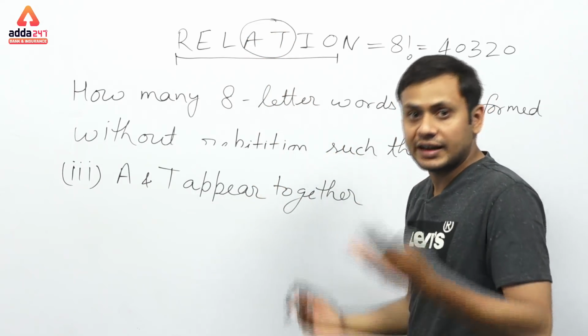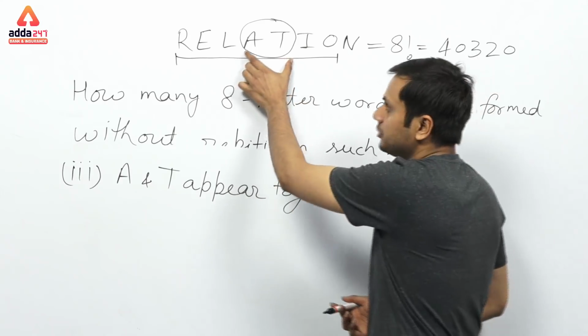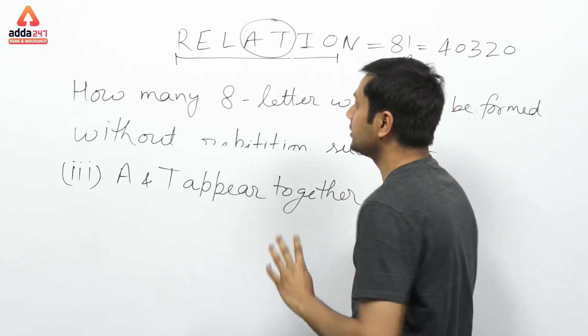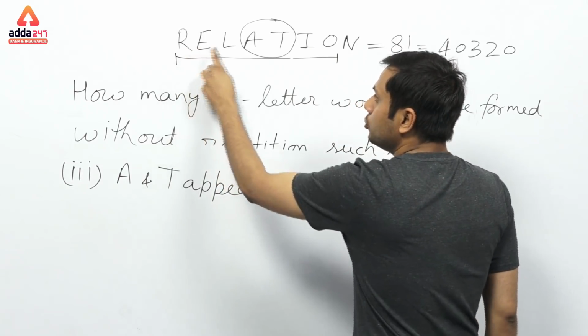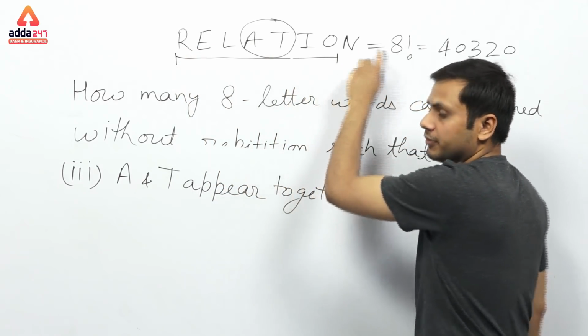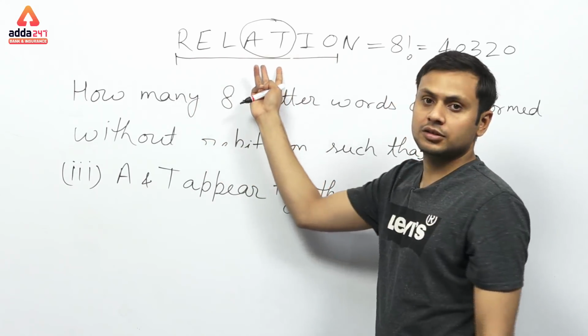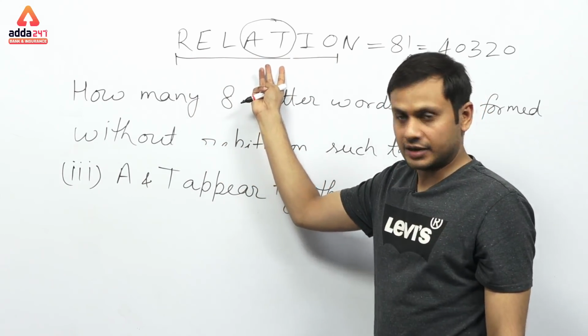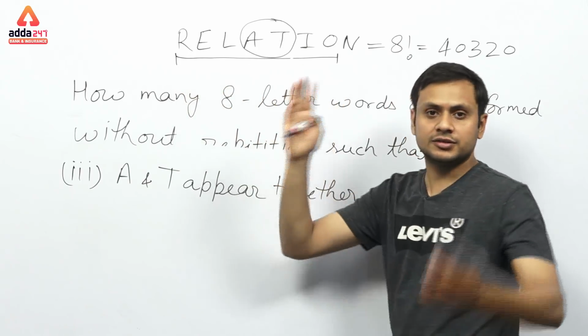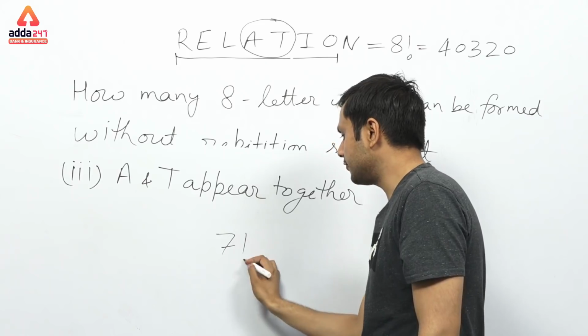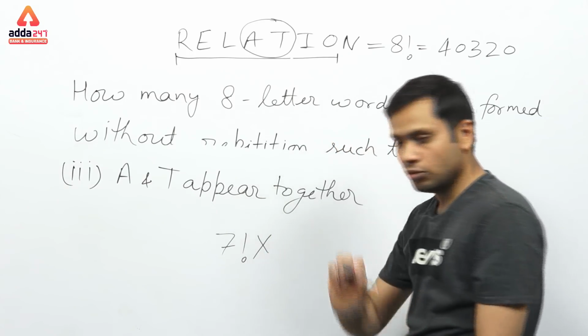Now how many letters are there? Basically we are assuming this to be one single letter. Can I say 1, 2, 3, 4, 5, 6, 7? Now we are left with 7 letters. These 6 and these 2 have become one letter. So overall there are 7 letters. Those 7 letters can be arranged in 7 factorial ways, into y.